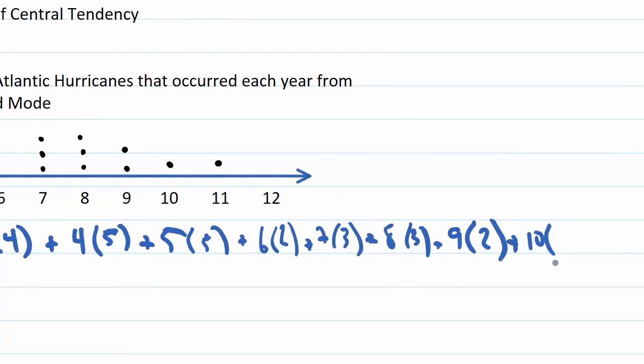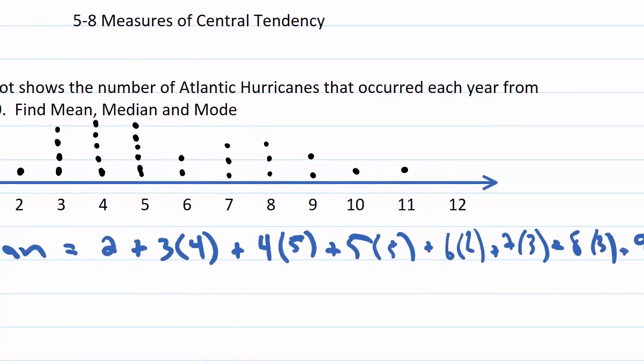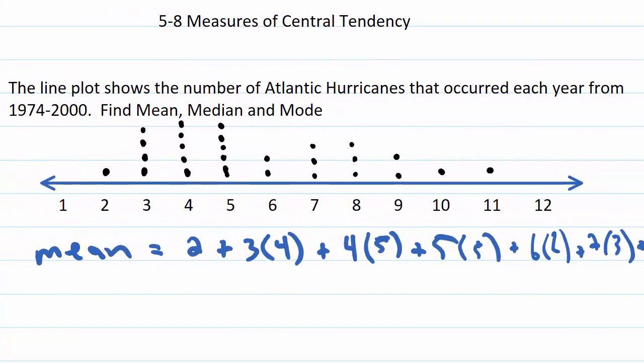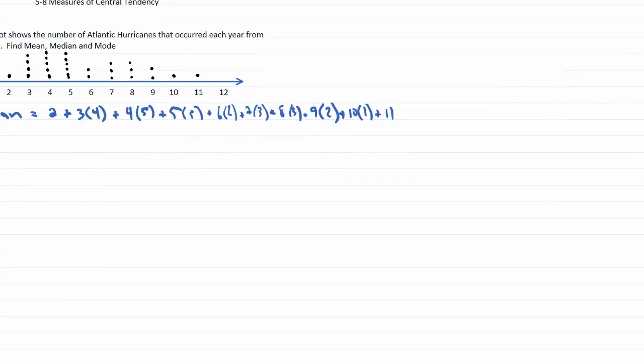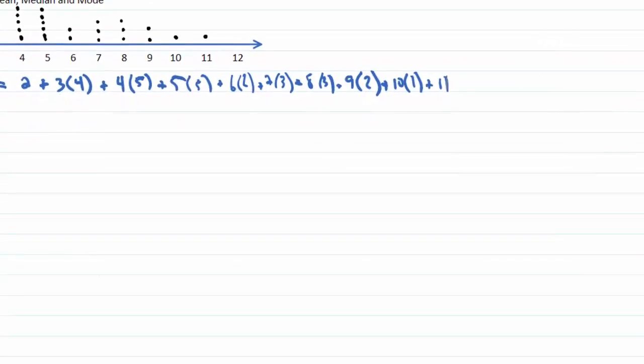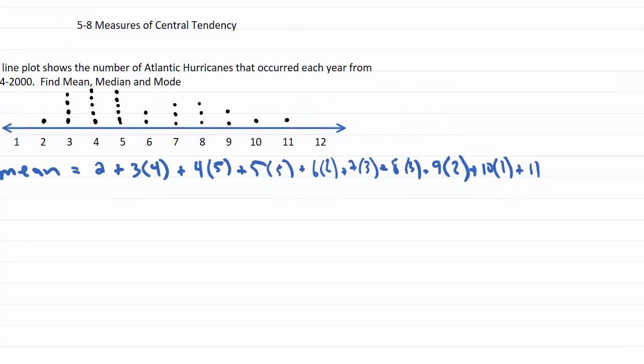Then 10 hurricanes happened only once, so I could do that if I wanted to, but I don't need to, just like I could just write 11 there. Okay, so now let's see if I can move this over here back to the original spot, and maybe I will zoom. Can't zoom very well. Okay, we kind of get the idea.